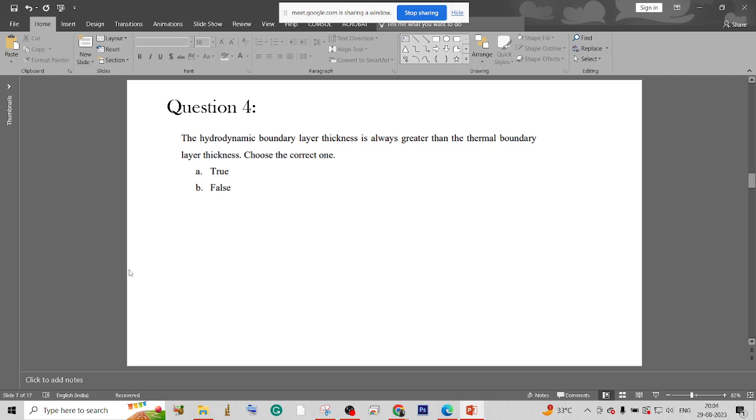Yeah. Correct. Because we already know that delta upon delta T is equal to Prandtl number to the power 1 upon 3, right? This is question number 4. So delta is greater than delta T as Prandtl number is greater than 1, and delta is less than delta T as Prandtl number is less than 1. If delta is equal to delta T, Prandtl number is equal to 1. This means that it depends on the Prandtl number. Always, we can't give this statement. So this is false.